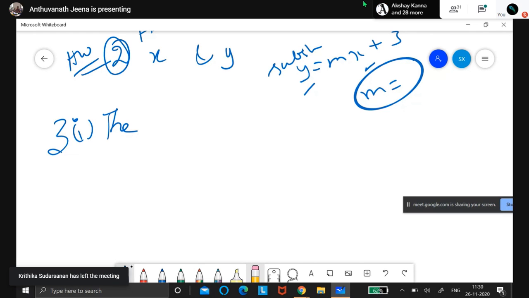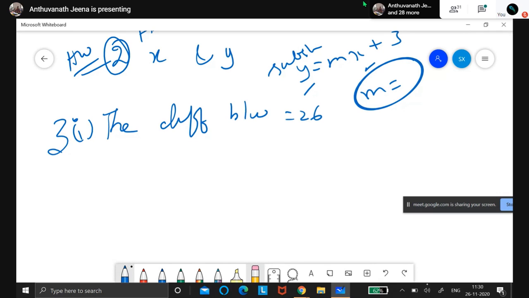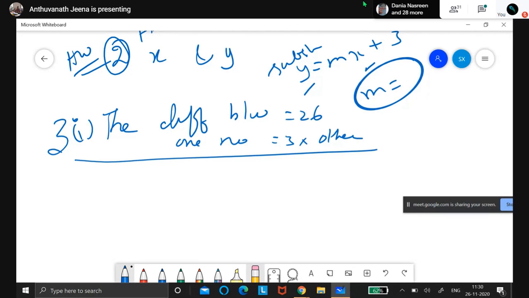The difference between two numbers is 26. And one number is 3 times the other. So find them. Now any method you can do. They are not telling you to use the substitution method. Let us do the elimination method.